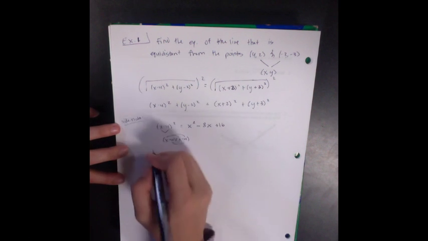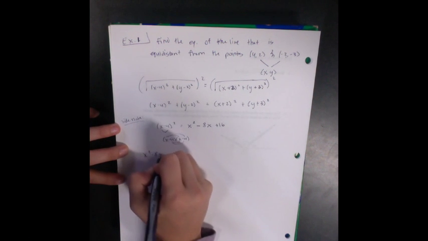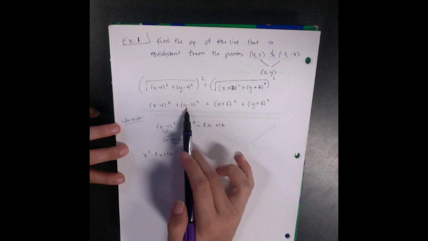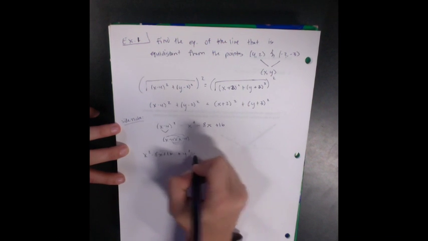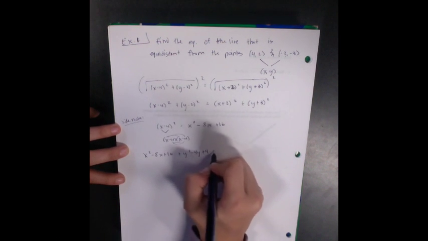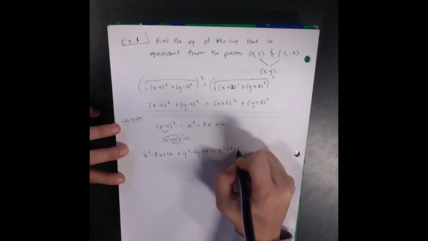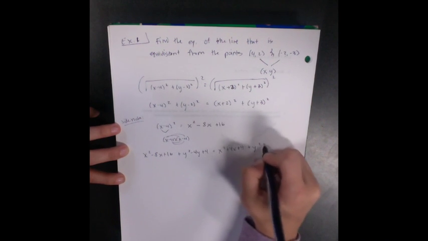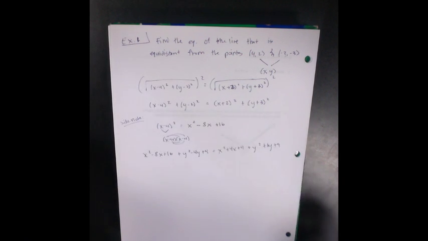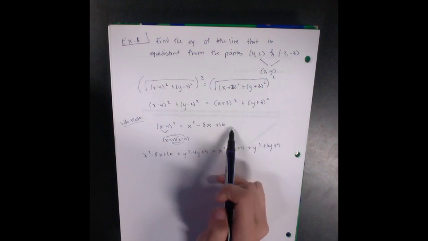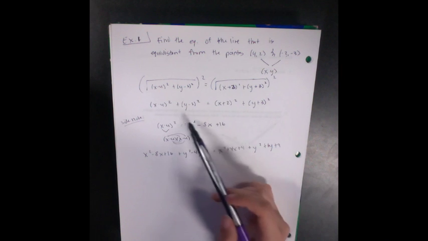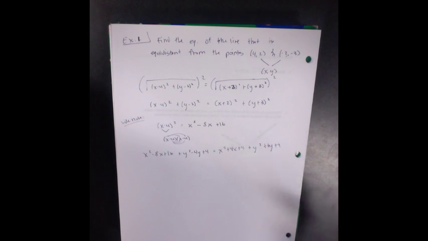So, back to here. My first term, I have x squared minus 8x plus 16. Now this term, I will have y squared minus 4y plus 4 equals, over here, I have x squared plus 4x plus 4 plus y squared plus 6y plus 9. It's much faster to use this little trick than it is to square it out each time. But you can do it, doesn't matter.